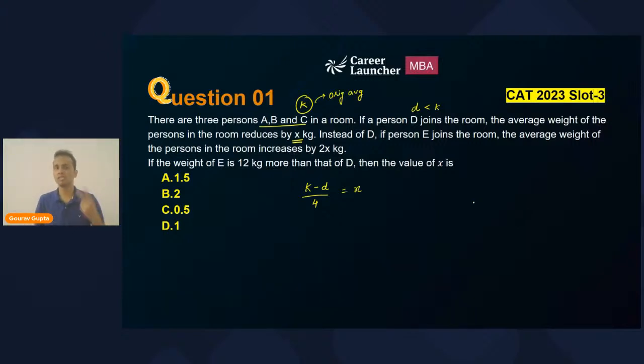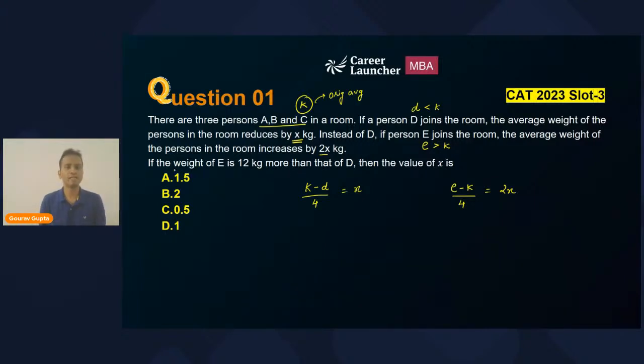Now let's talk about the second scenario. Now instead of D, if E joins the room, the average weight of the persons in the room increases by 2x. So since the average is increasing, E will be greater than K by what number? E minus K. Now this extra will be distributed among four people, and this is equal to 2x. Okay, so you have these two equations.